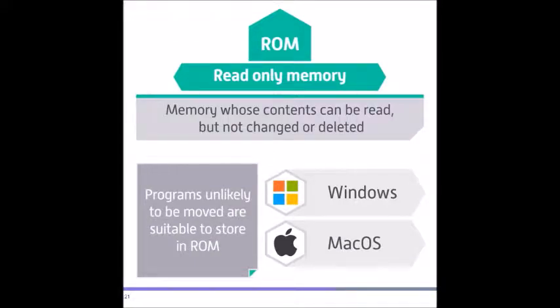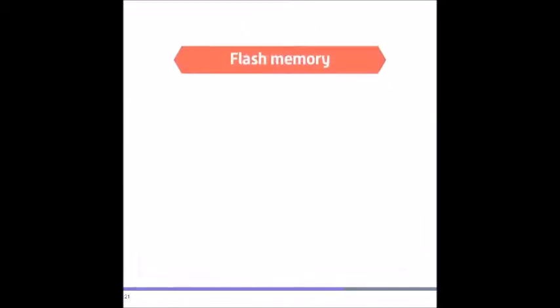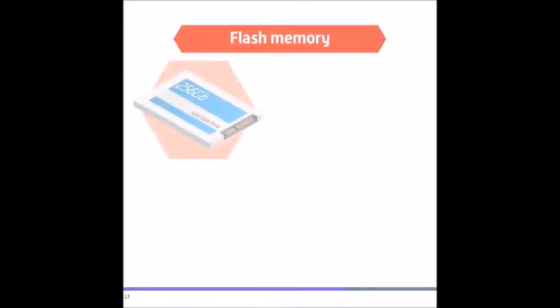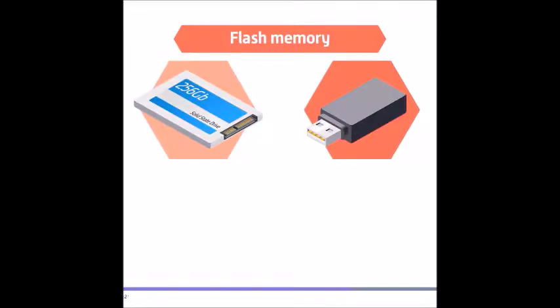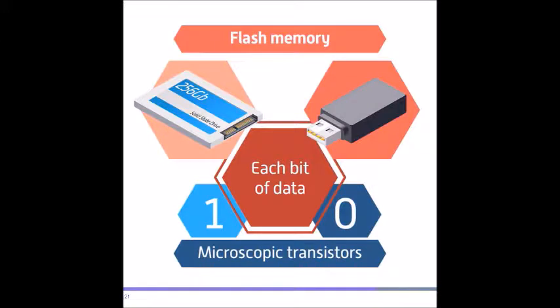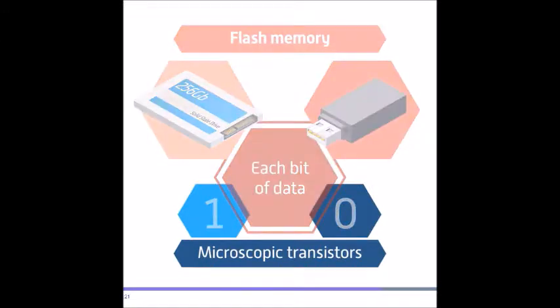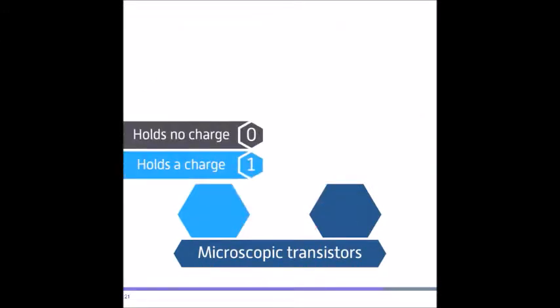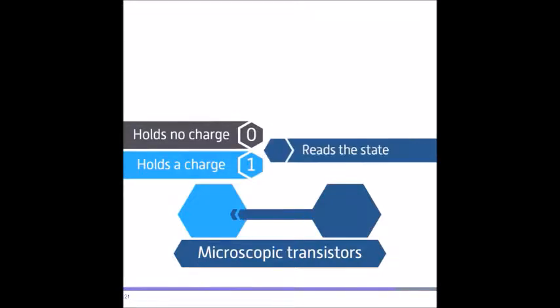Flash memory is increasingly popular in the form of solid-state drives, or SSDs, and USB pen drives, which are really called USB flash drives. Each bit of data, which is a single 1 or 0, is stored in flash memory using a pair of microscopic transistors. The first transistor either holds a charge or does not hold a charge to represent 1 or 0. The second transistor can read the state of the first transistor.